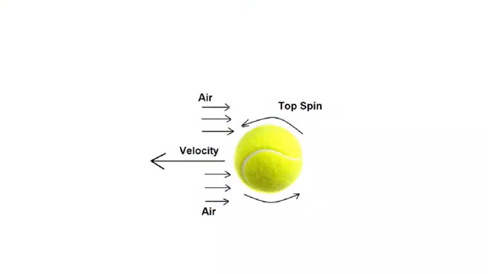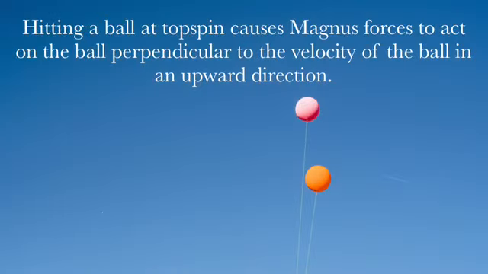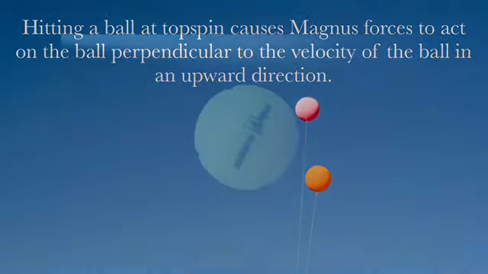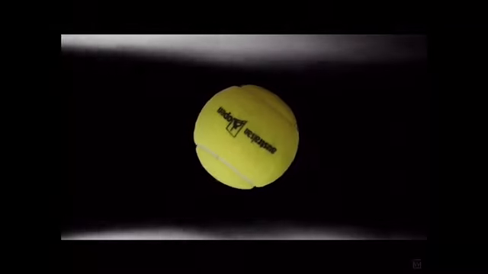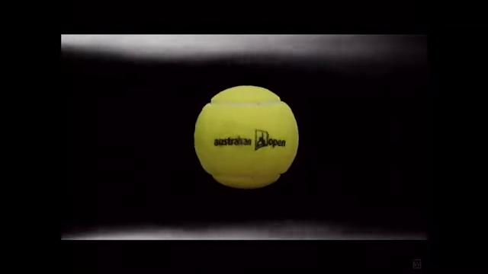In sports that typically use balls, topspin is a property of the ball that rotates forward as it is moving. Topspin on a ball causes a downward force, which causes the ball to drop. Hitting a ball at top speed causes Magnus forces to act on the ball perpendicular to the velocity of the ball in the upwards direction. The Magnus effect is when a spinning ball or cylinder curves away from its principal flight path.